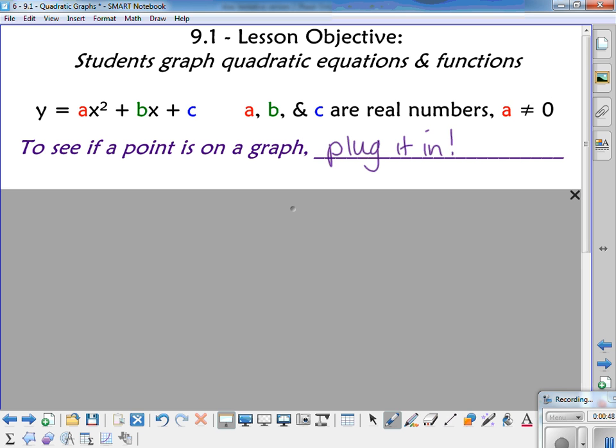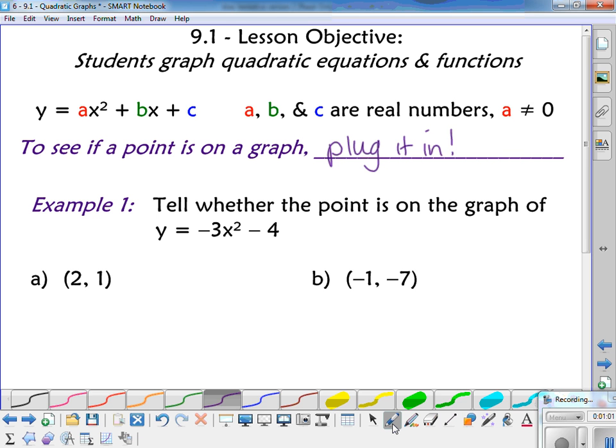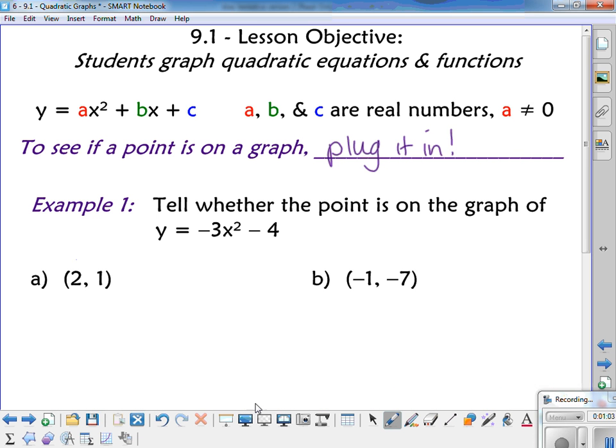Really easy. So if we look at example 1, we're going to tell whether the point is on the graph of y equals negative 3x squared minus 4. So if I look at the first one, 2 is my x, 1 is my y. So I have y equals negative 3x squared minus 4. So where the y is, I put a 1. And where the x is, I put a 2.